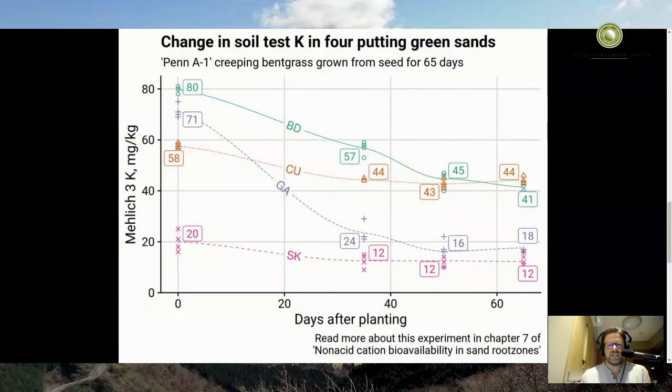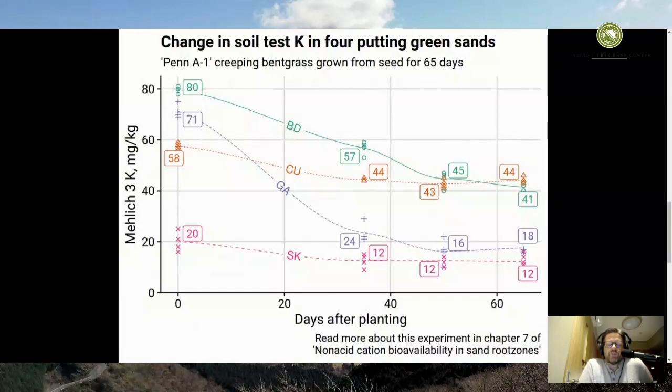The BD sand dropped by 23 parts per million in the first 35 days. The CU sand dropped by 14 parts per million in the first 35 days. And the SK sand, which started really low, dropped from 20 down to 12 parts per million in the first 35 days. So it changes rapidly.